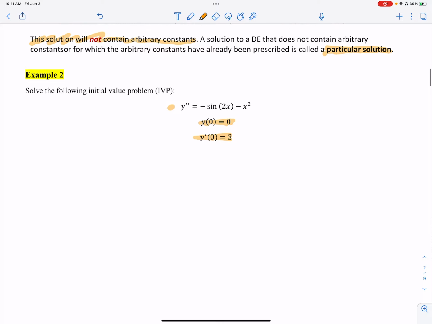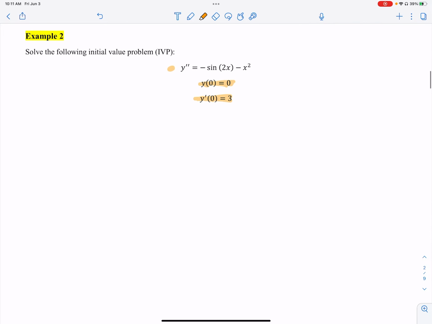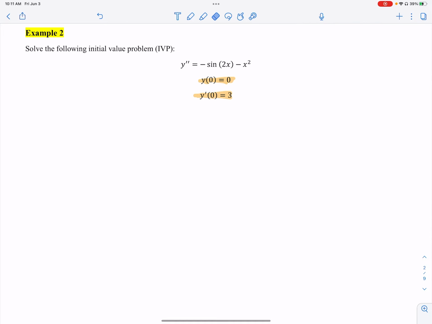So let's give this a shot. We're going to practice solving a simple DE, so we'll do that first, and then we'll work with our initial conditions. Okay, so I have y double prime equals this mess here. To find y single prime, I would take the integral of y double prime with respect to x. All right, so I'm going to plug all that in.